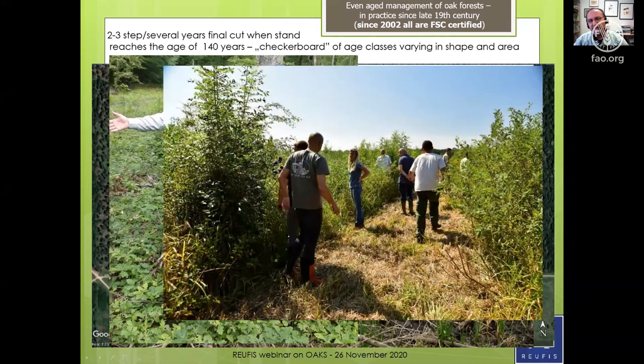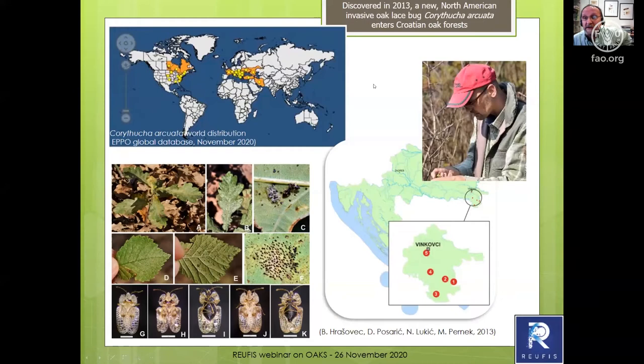This might be the oak forest, but we have a lot of problems due to various biotic and abiotic factors that we are facing. In 2013, a new player appeared, the North American invasive oak lace bug, Corythucha arcuata, that was already mentioned in Jurij's presentation. This is the recent EPPO database picture, which shows the original place of origin. And this only happened since the year 2000. So imagine how many oaks worldwide are under threat from this insect.